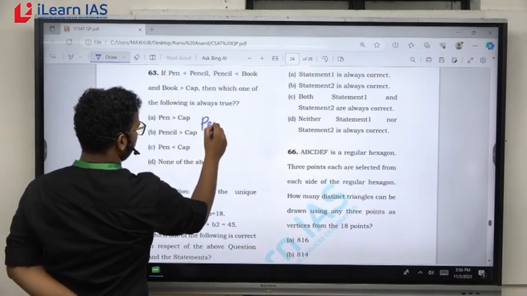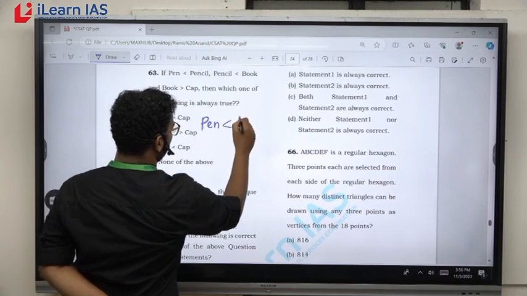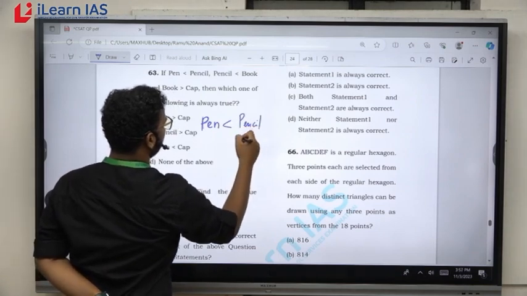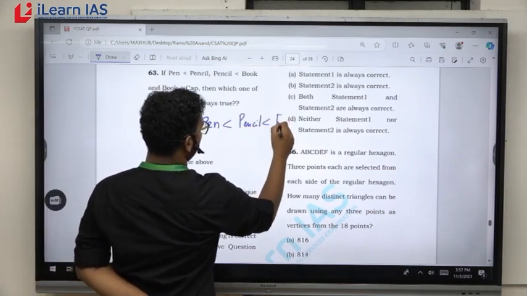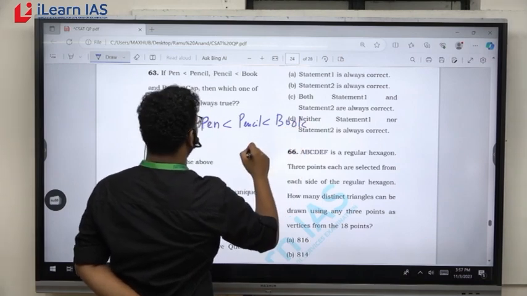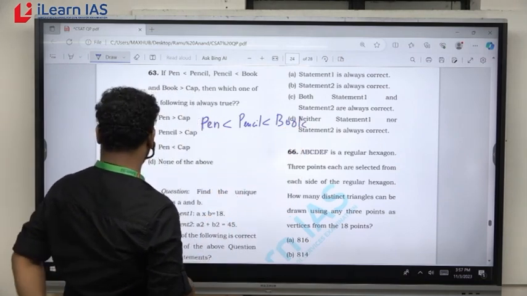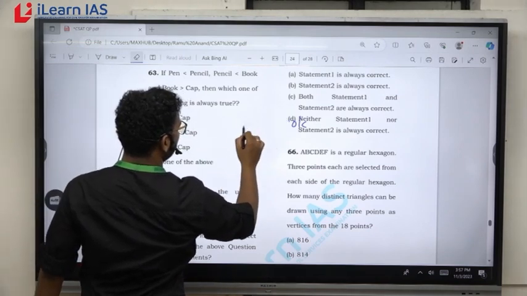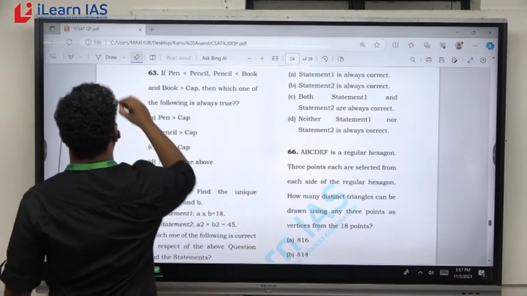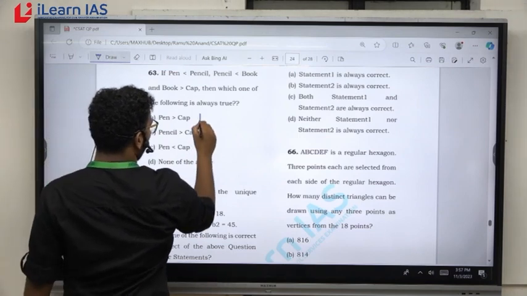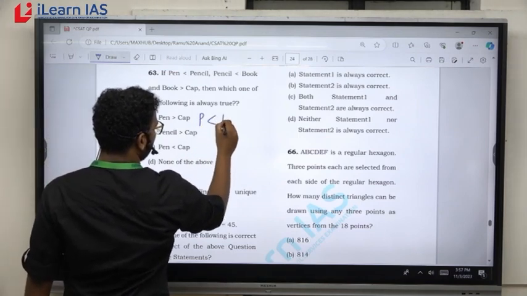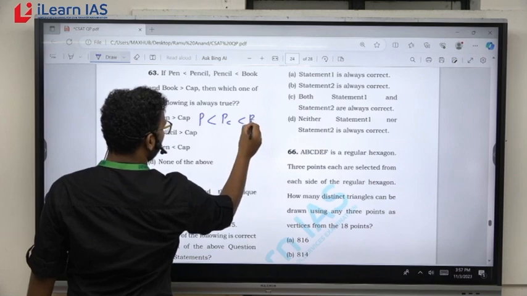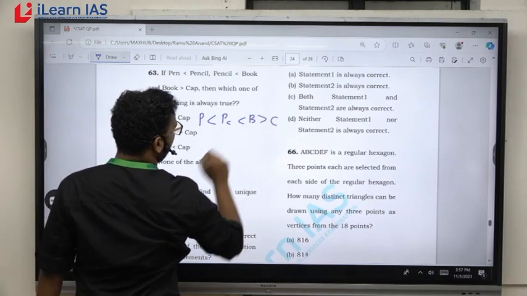Pen less than pencil less than book greater than cap.